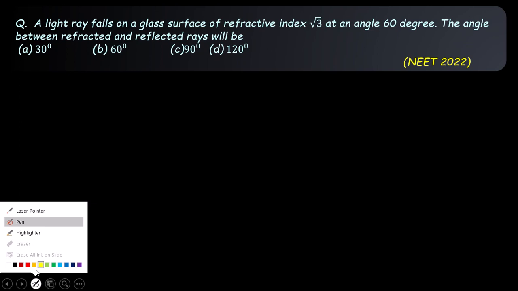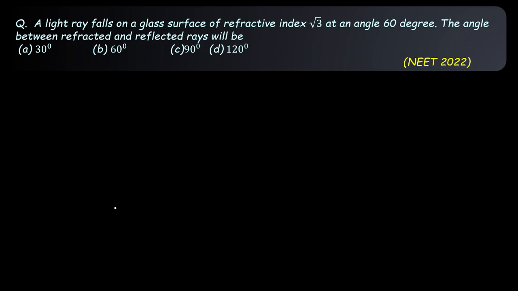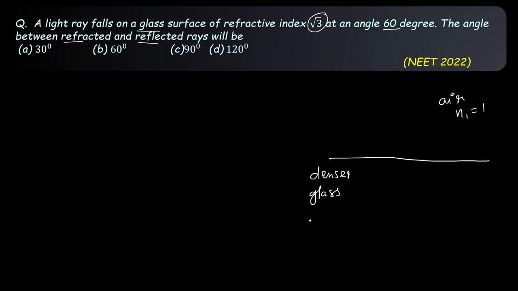Okay, let's read this question. This question tells that a ray of light falls on a glass surface whose refractive index is square root of 3 at an angle 60 degree with it. The angle between refracted and the reflected rays will be what? If I were to describe the situation, let's say this is one medium, the denser medium, which is nothing but the glass, and the other medium from where the ray of light is coming is vacuum or air, so that refractive index is 1 there, and refractive index here is square root of 3.